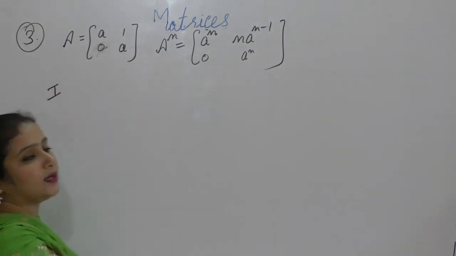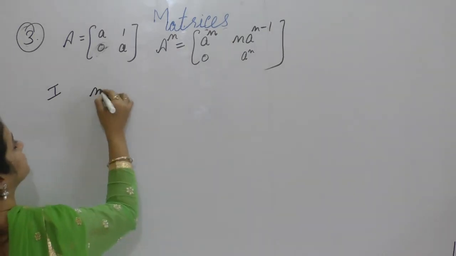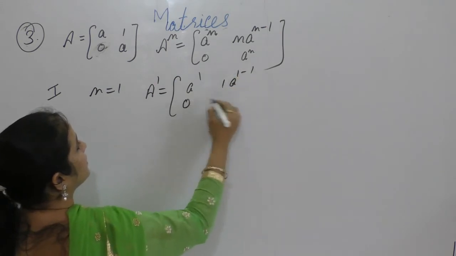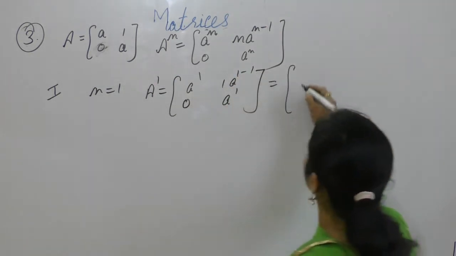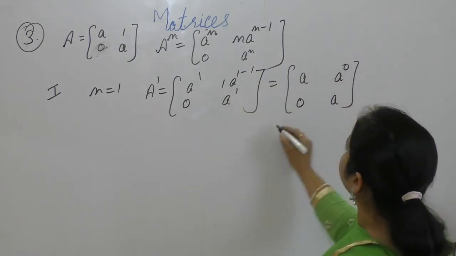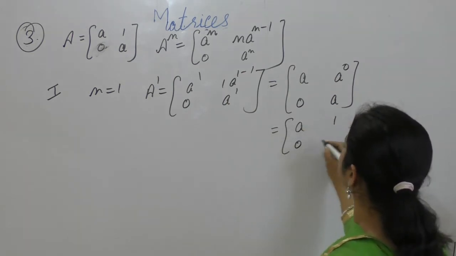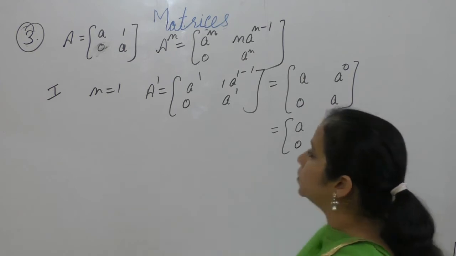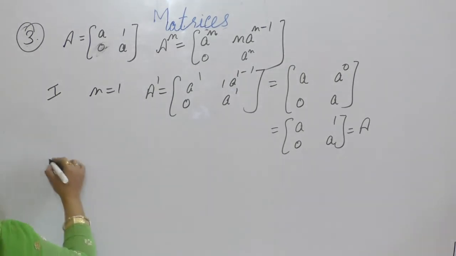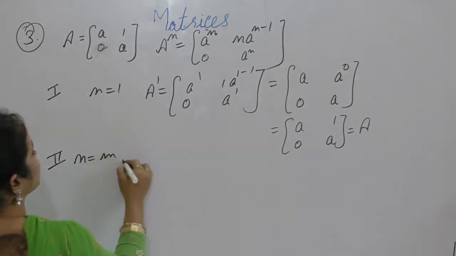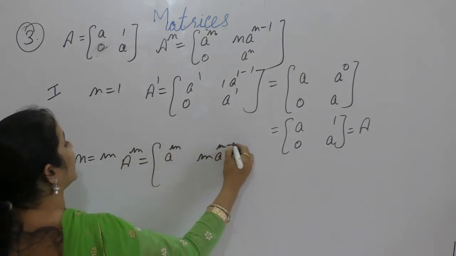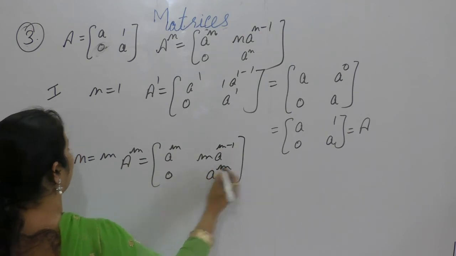First step, put n = 1. A^1 is equal to [[a^1, 1·a^(1−1)], [0, a^1]]. Something to the power 0 is 1, so A^1 is [[a, 1], [0, a]], that is equal to A. So the result is true for n = 1. Let us assume that the result is true for n = m: A^m = [[a^m, m·a^(m−1)], [0, a^m]].